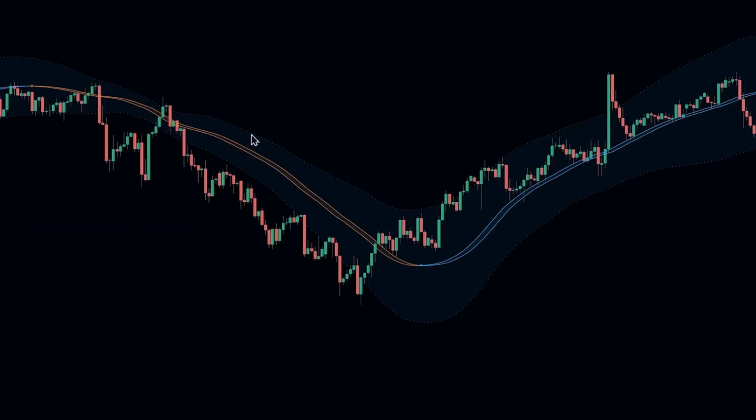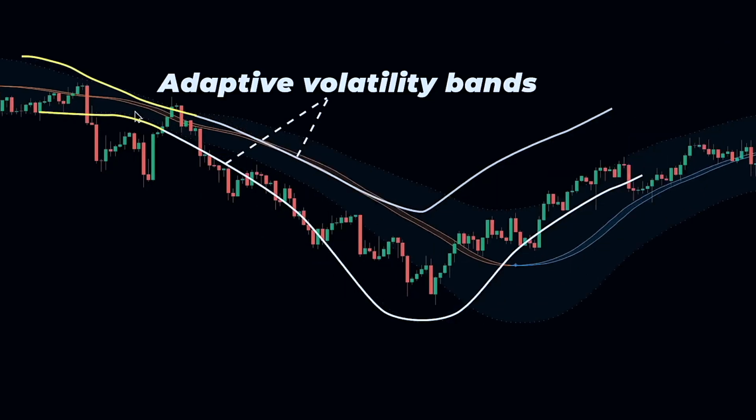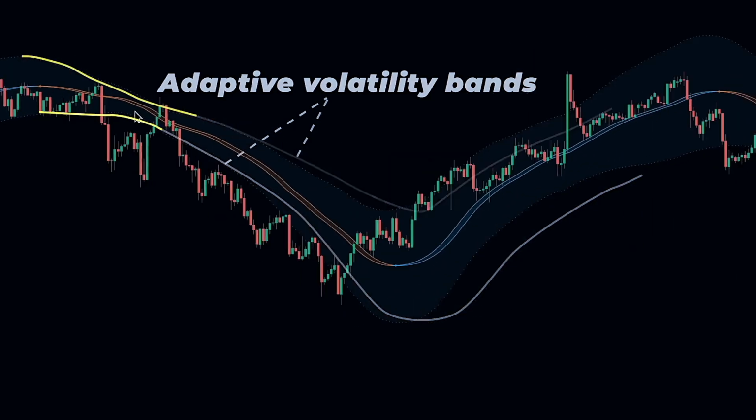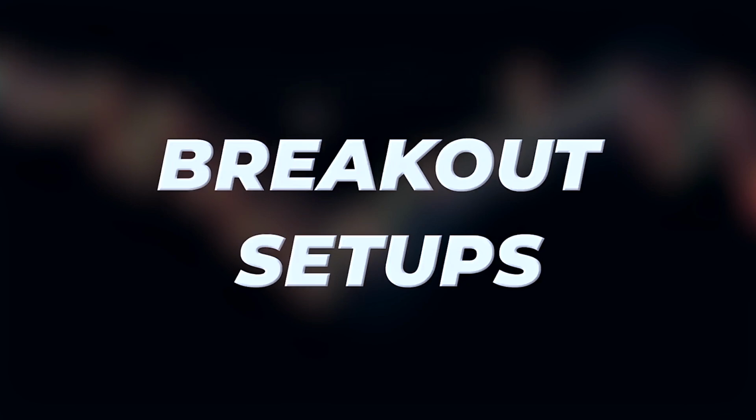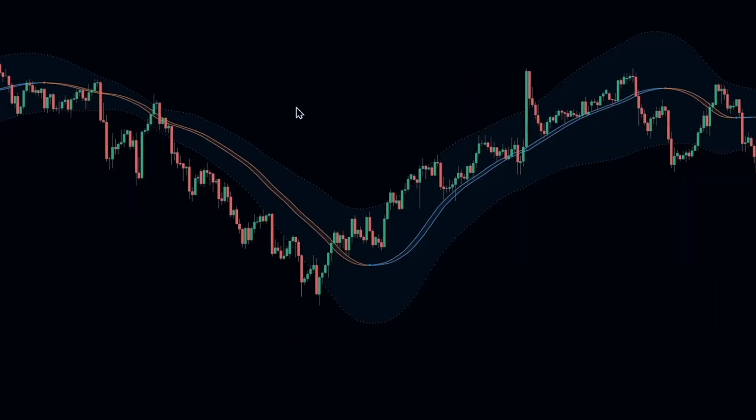Additionally, there are adaptive volatility bands, one above and one below the T3 line. These bands expand during periods of high market volatility and tighten when the market is quieter, similar to Bollinger Bands. They provide visual hints for potential breakout opportunities or zones where price reversal might occur.